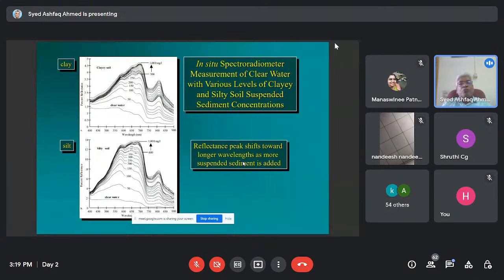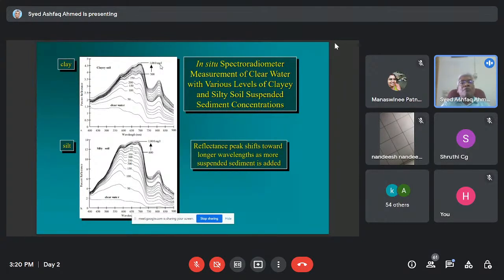Along with this, there are other properties we can study. We have different wavelengths here, starting from 400 to 900 nanometers. If the water is very clear, the percentage of reflectance will be different, and you can imagine the presence or absence of suspended sediments. You can see 1000 mg per liter. 1000 milligrams is almost 1 gram, so 1 gram of suspended minerals in water.